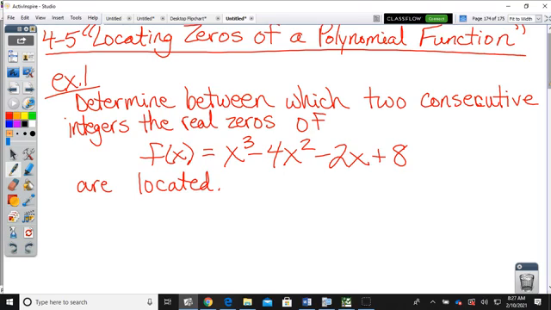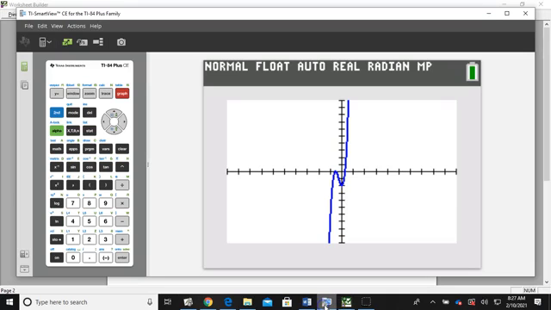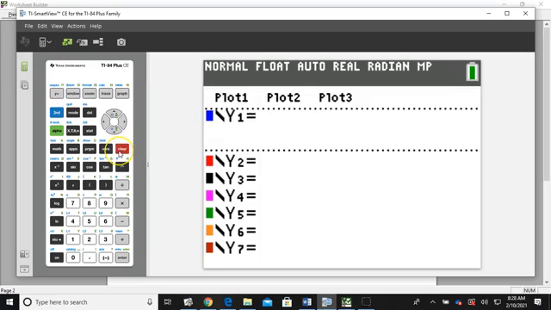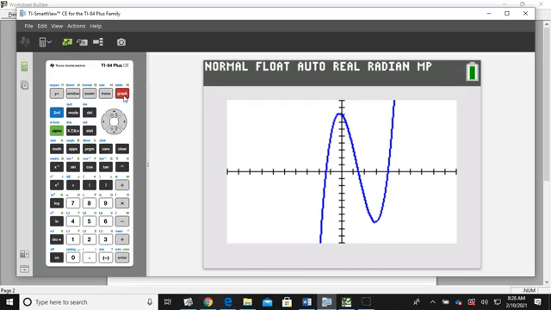Okay. So what I'm going to do is graph this. I go to my calculator, and I graph that function, which again is x to the third minus 4x squared minus 2x plus 8, and hit graph. It is a very good looking graph, isn't it? So, between what two consecutive integers are these zeros?